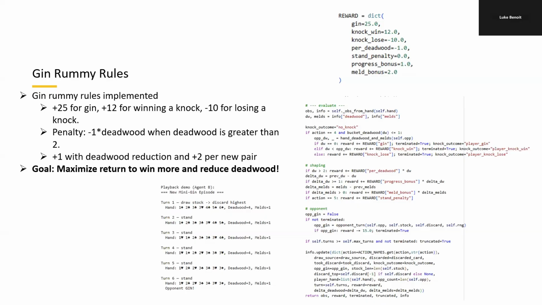The penalty for the remaining cards that are considered deadwood is -1 times the number of deadwood elements if it's greater than 2. And of course, we reward if we reduce our deadwood or if we get a new pair of cards together. And so the goal is to maximize our return and reduce our deadwood. And that's what we have here.